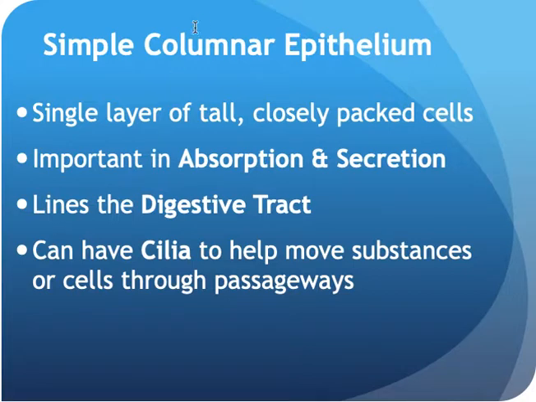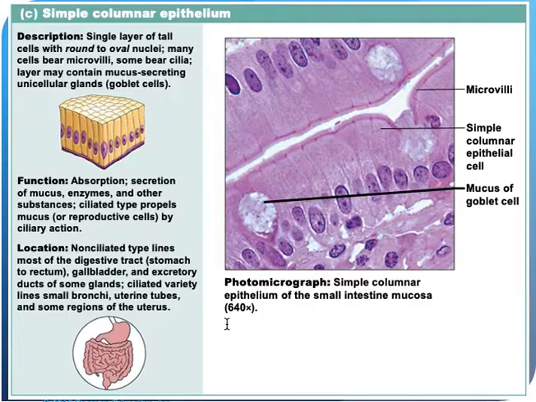Okay, so now we get to simple columnar, and again, I think, okay, now I'm going to have a single layer, but I'm going to have my stretched out cells with the nucleus at the bottom, important for absorption and secretion. These ones are going to line the digestive tract. They can also have cilia, which are just little hairs that stick up that you can see under the microscope, and these are going to help me move substances or cells through the passageways.